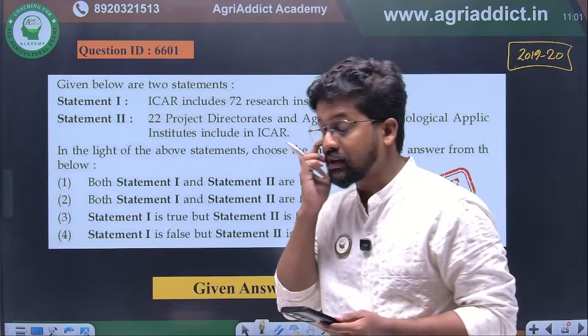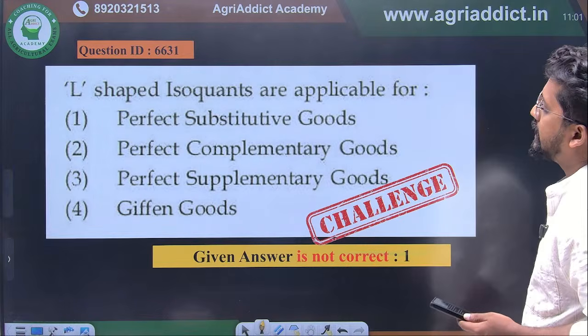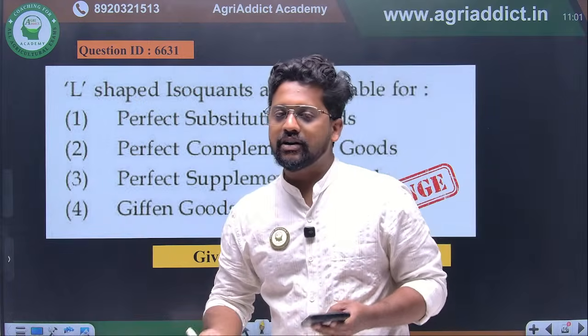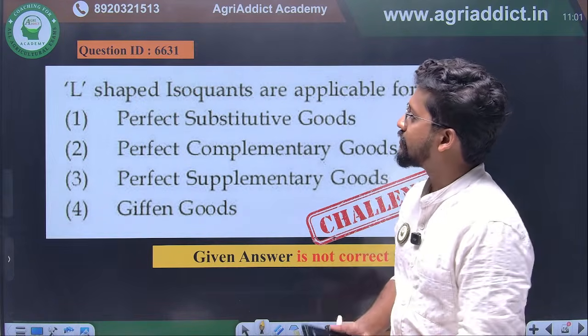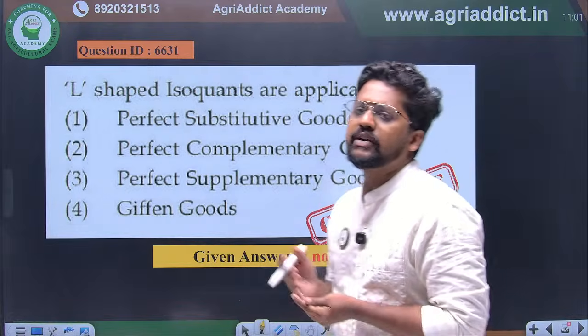This happens almost every year, so that's fine. So you can challenge this question. Then next question: L-shaped isoquants are applicable for... I guess economics is having the majority of the confusions, right? So what are L-shaped isoquants applicable for? We have directly studied it, right?